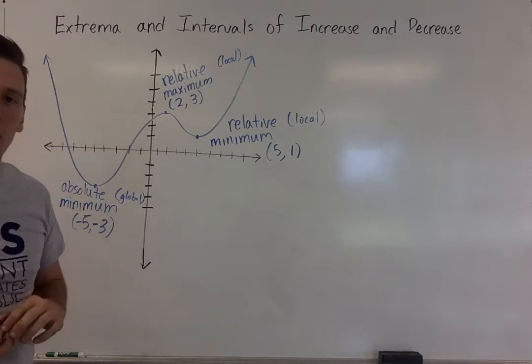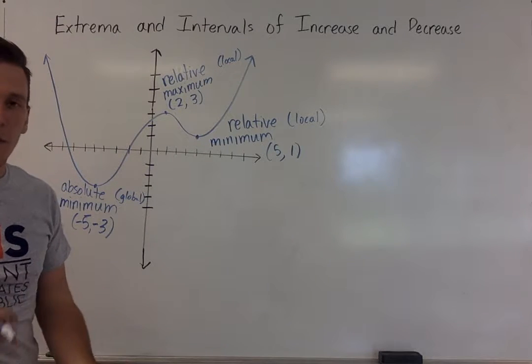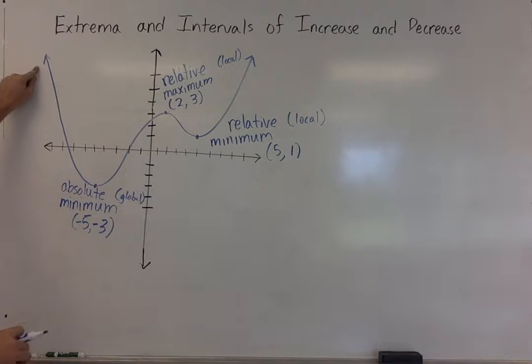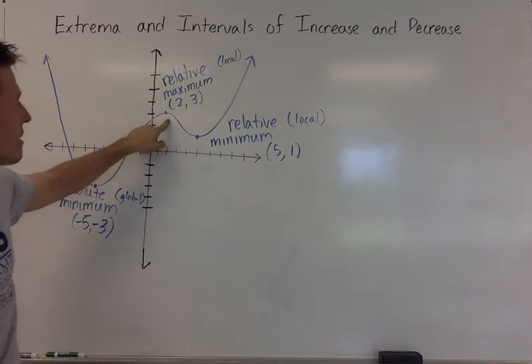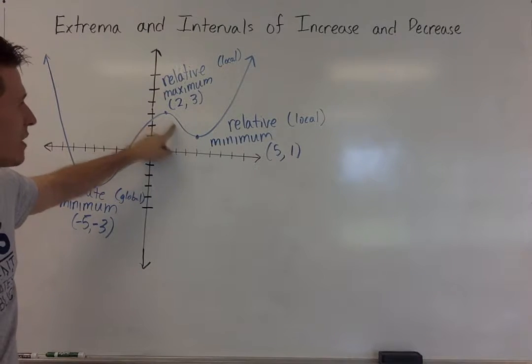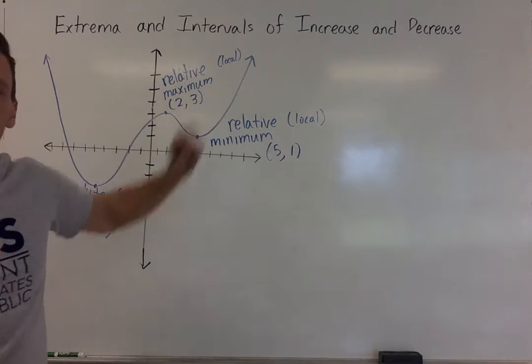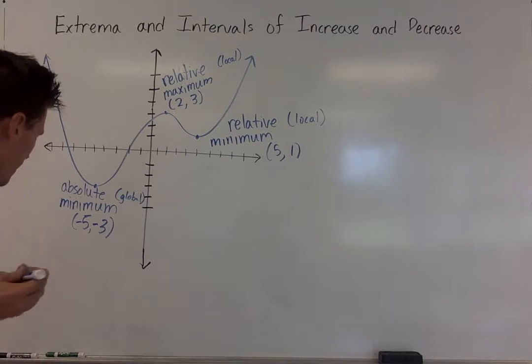Then this is what allows us, though, to create intervals of increase and decrease. This function is decreasing, decreasing, decreasing, decreasing. When it hits the minimum, it is stationary. Then it's increasing until it hits the maximum. And then it's decreasing until it hits the minimum. And then it's increasing again until it hits the maximum.